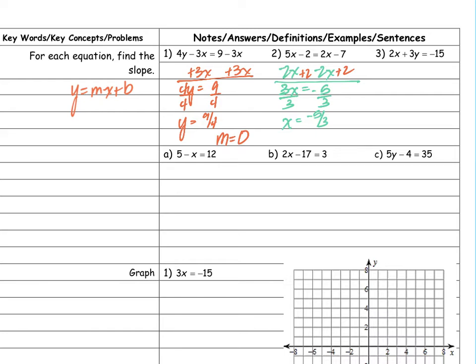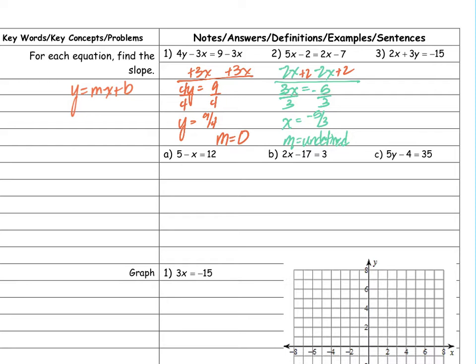And if it's a vertical line, my slope is undefined. Okay? So if I have a horizontal line, which is y equals a constant, my slope is 0 always. If I have a vertical line where I have no y in the equation at all, it's just x equals some number, my slope is undefined all the time.